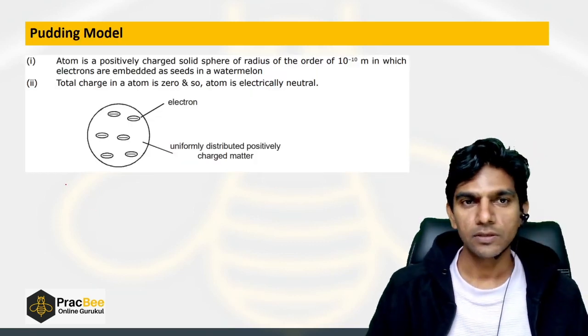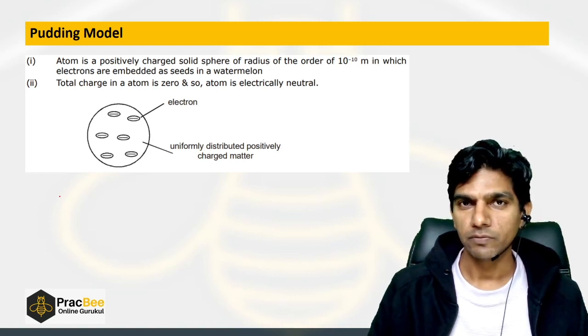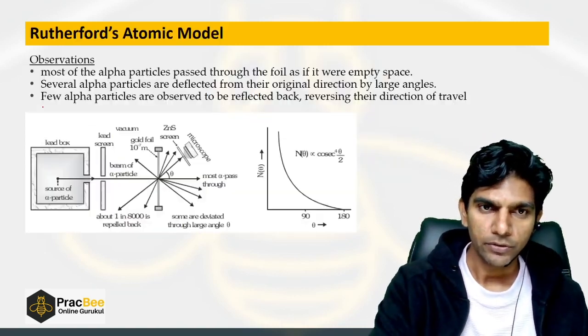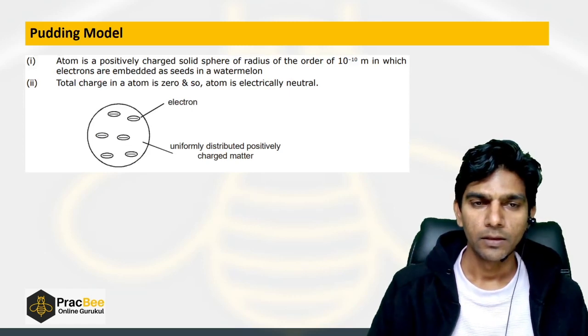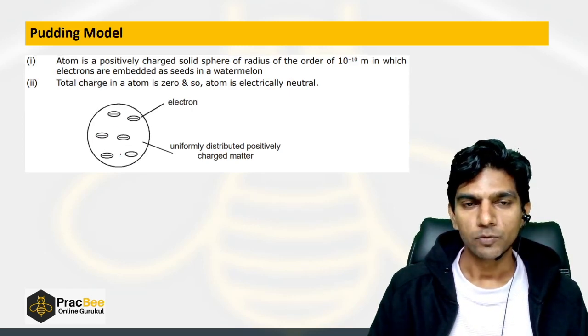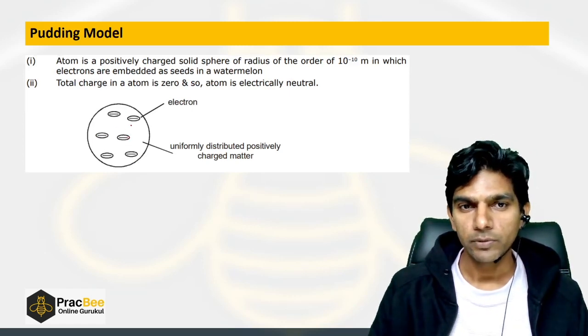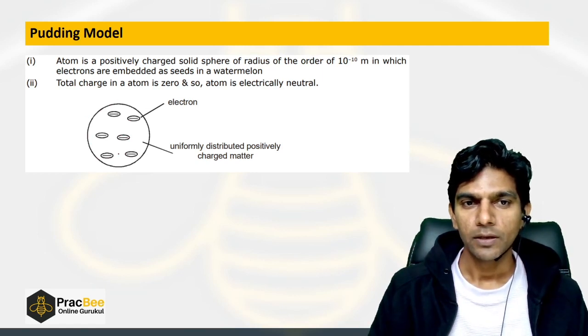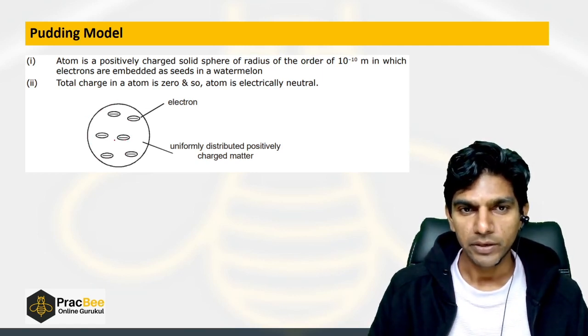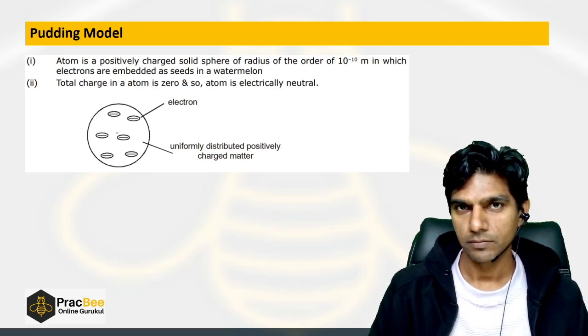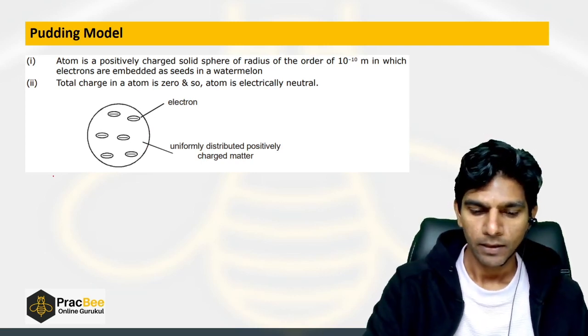First is the plum pudding model. This model was given by Thomson. According to this model, the atom basically is what? The positive charge is uniformly distributed in a sphere, and the electrons are embedded in that sphere like this. So electrons are not moving, they are static. Just remember this thing.